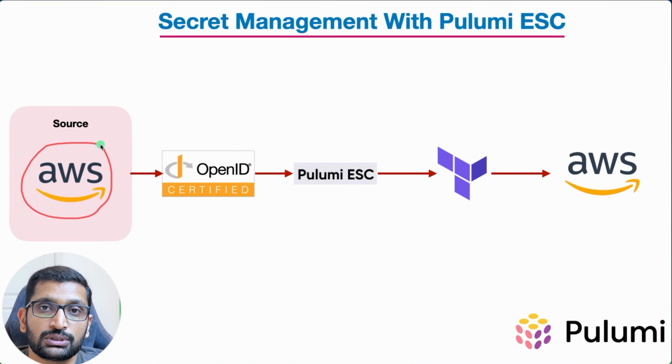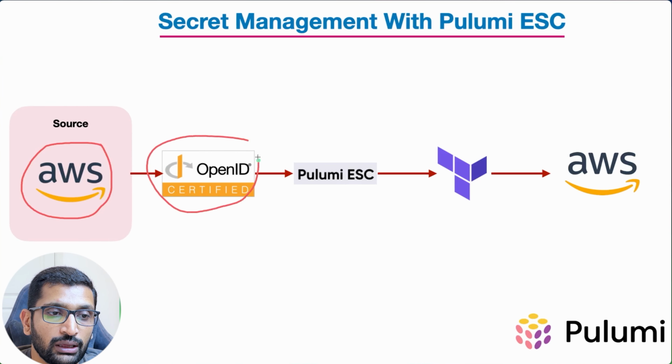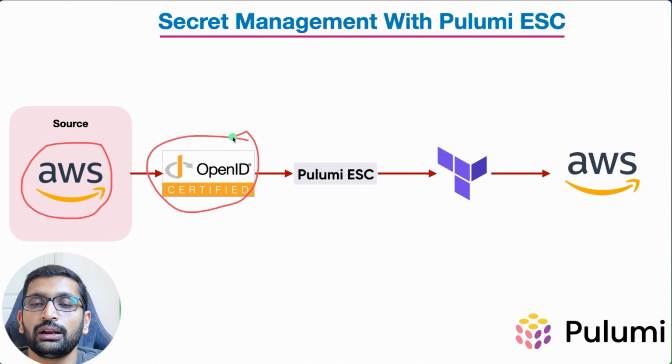And to fetch those details, we need to use OpenID Connect, which is just like an ID card which you need to show without revealing your password. The advantage we get here is that you don't need to store anything locally on your system. You just need to establish this OpenID Connect between AWS and Pulumi. And once you set up this OIDC, you no longer need to provide any static credential. I'm going to show how to configure the OpenID Connect between AWS and Pulumi.